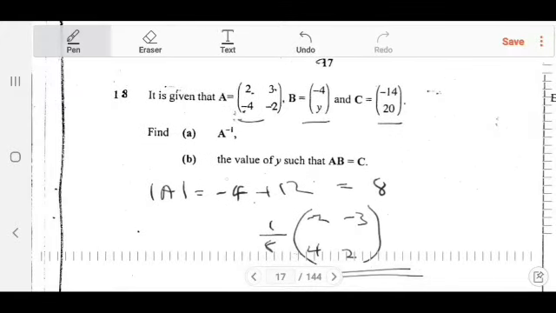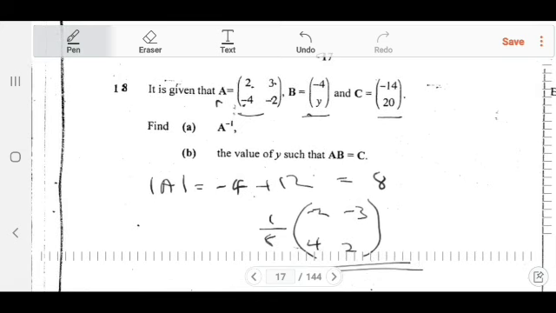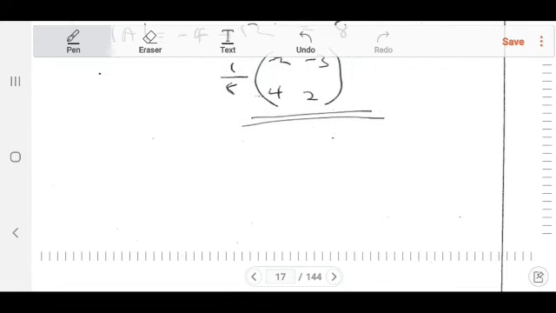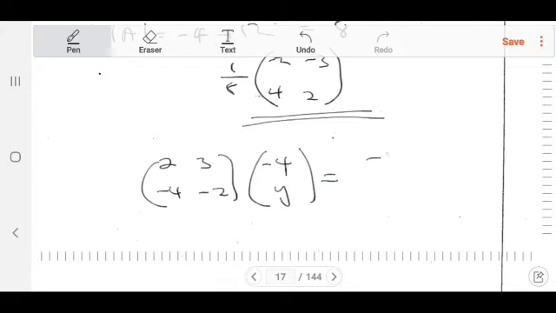The next question: find the value of y such that AB equals to C. Okay, so let's do that. What is our A? Our A is 2, 3, -4, -2. Our B is what? y, -4. And C equals to -14, 20.